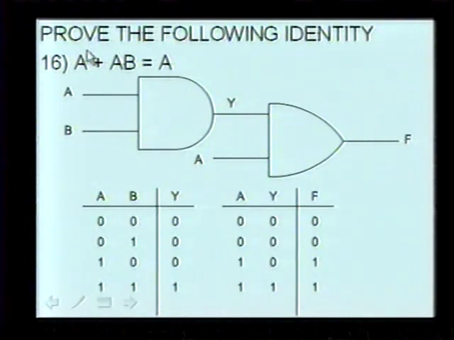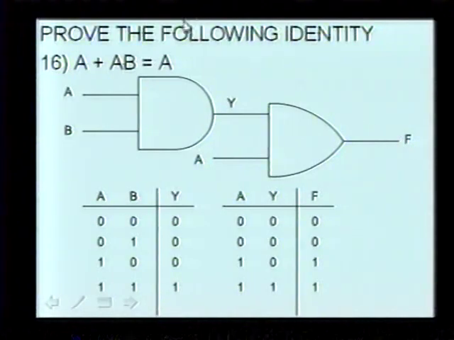Prove the following identity: A ORed with A ANDed with B equals A. So here you have A ANDed with B. This is the AND gate. The result is Y. And then Y is ORed with A. So this is Y in this example. Y is ORed with A, and that gives you the result F.